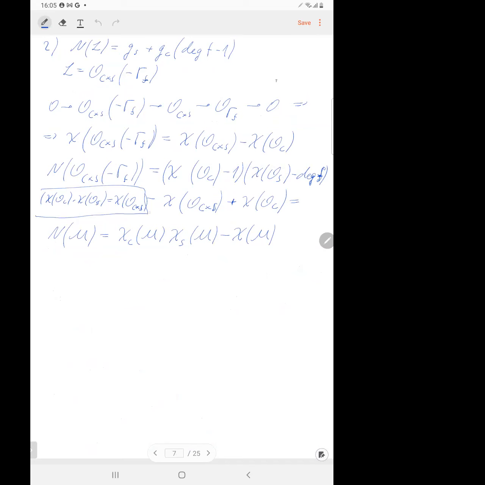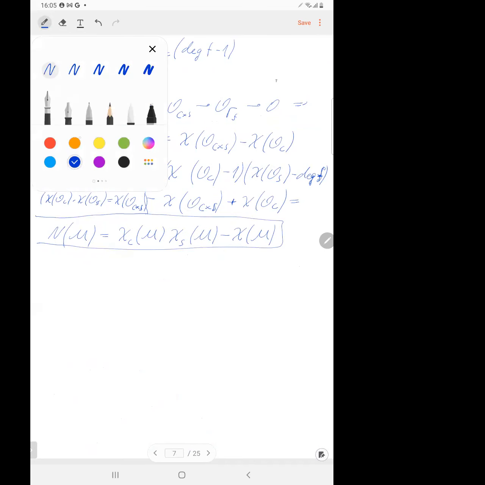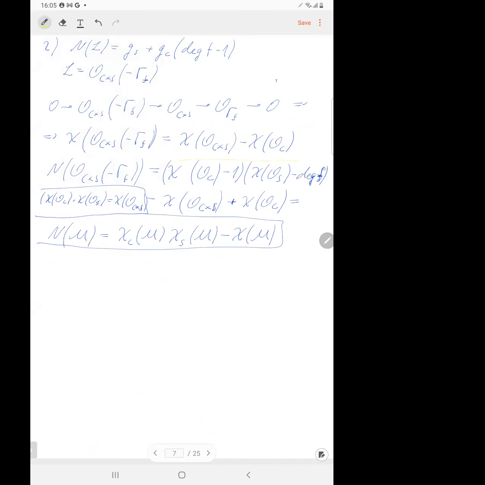Okay, so this was all some extra recollections, and well, maybe let me just encircle what we need here. Yeah, there are, well, three summands. One product minus Euler characteristic of the structure sheaf plus Euler characteristic of the curve.